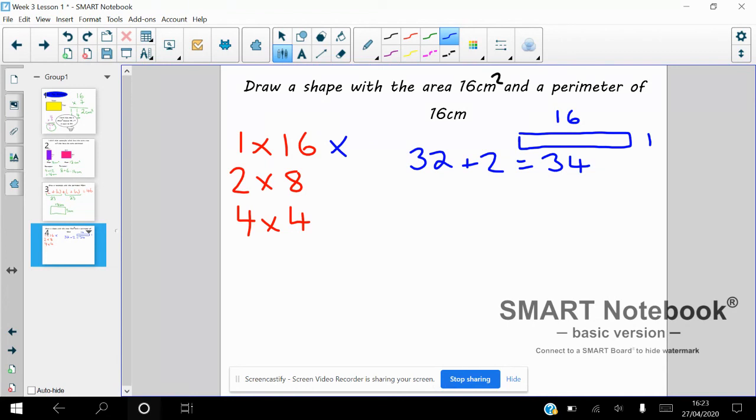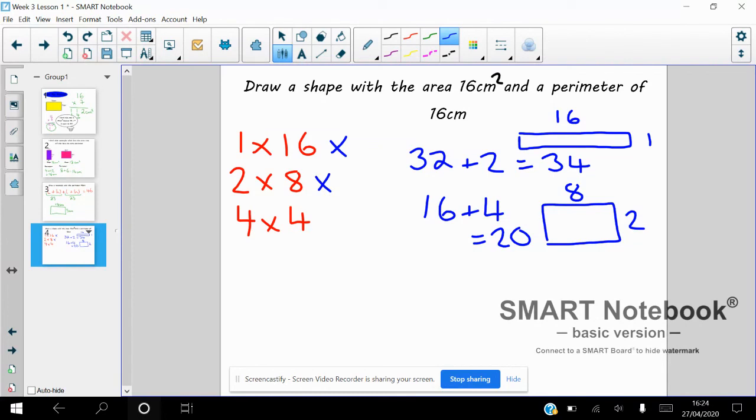Let's try my next rectangle. So here I've got a length of 8 and a width of 2. If I double 8, I get 16. Double 2, I get 4. And that gets me 20, which is not a perimeter of 16.